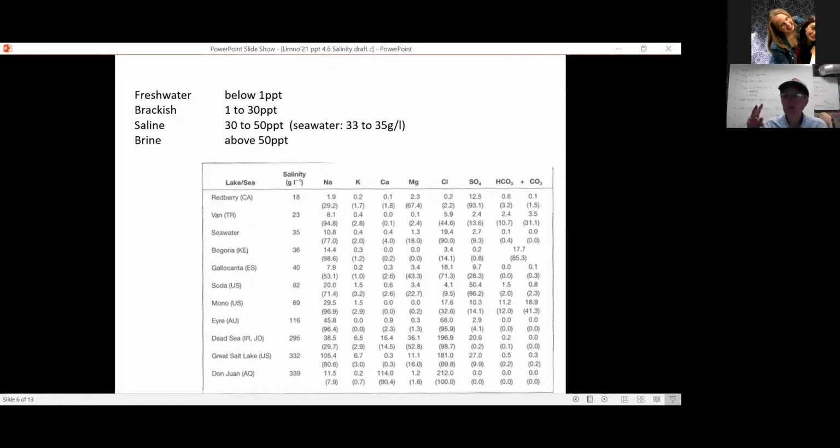All right, so some basic vocabulary words. Fresh water is fresh water. Fresh water is drinkably fresh, right? It's got a salinity less than 1 part per thousand, less than 1 gram per liter. That's fresh water.